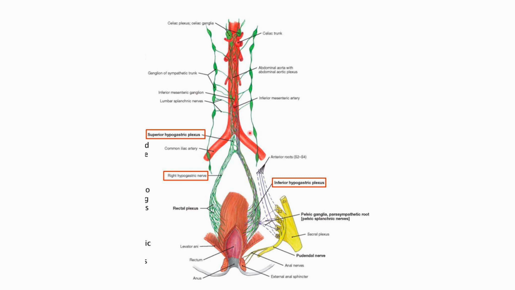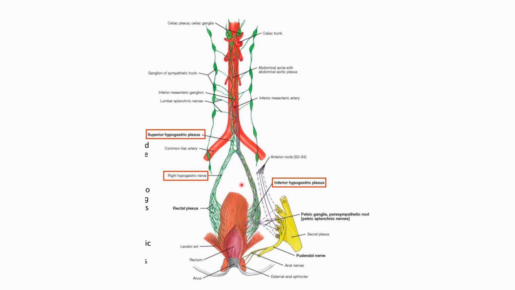This is a better image. We have the superior hypogastric plexus, and it is going to split off into the right hypogastric nerve, and there's going to be a left. And then from that, it's going to come together and form the inferior hypogastric plexus.